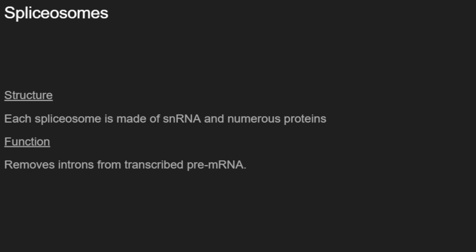A spliceosome is a large ribonucleoprotein complex found primarily within the nucleus of eukaryotic cells. The spliceosome is assembled from small nuclear RNAs, or snRNA, and numerous proteins. Small nuclear RNA molecules bind to specific proteins to form a small nuclear ribonucleoprotein complex, which in turn combines with other snRNPs to form a large ribonucleoprotein complex called a spliceosome. The spliceosome removes introns from a transcribed pre-mRNA, a type of primary transcript. This process is generally referred to as splicing.